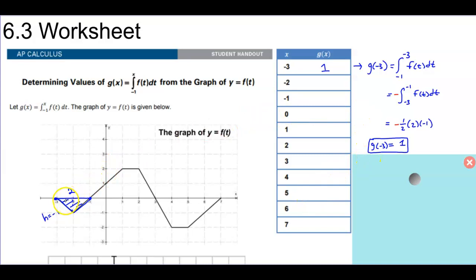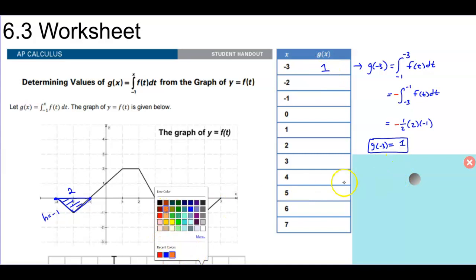The reason it's positive, remember, is because the bounds were flipped. I know it's below the x-axis, and you might be thinking, oh, that's negative, but the bounds were flipped, which made it the opposite sign value. Therefore, our answer was a +1.